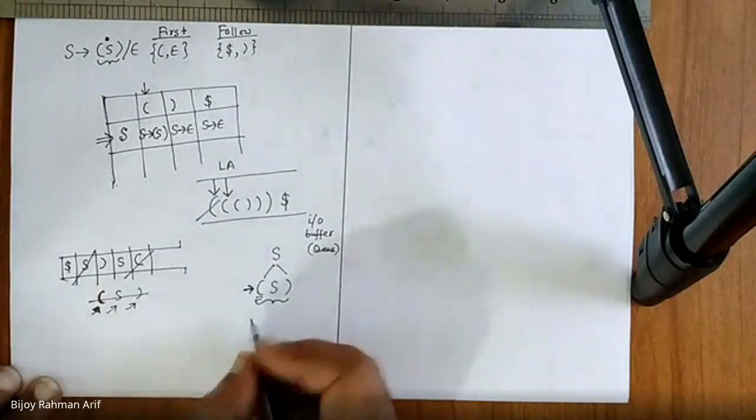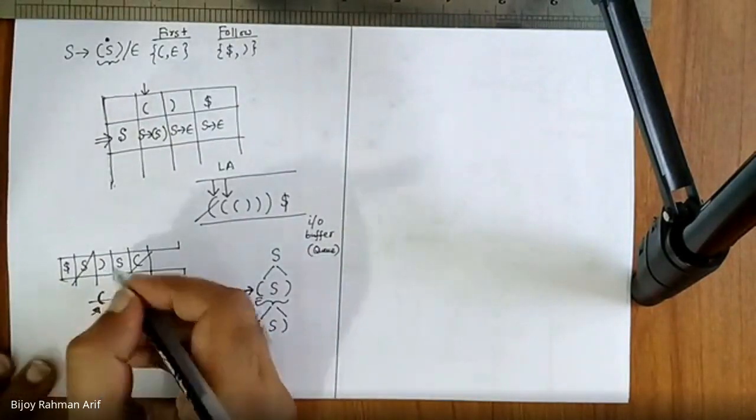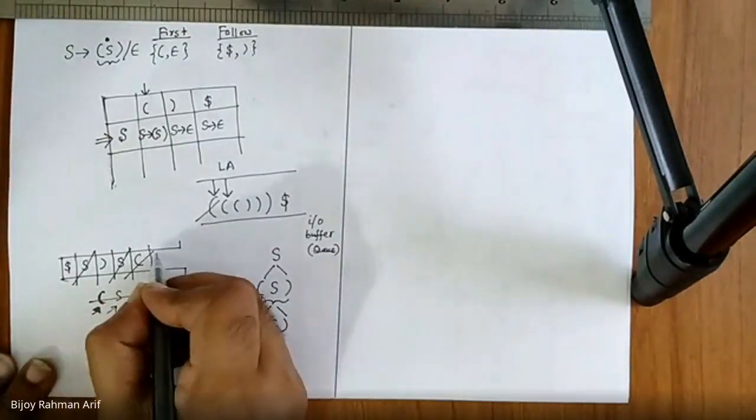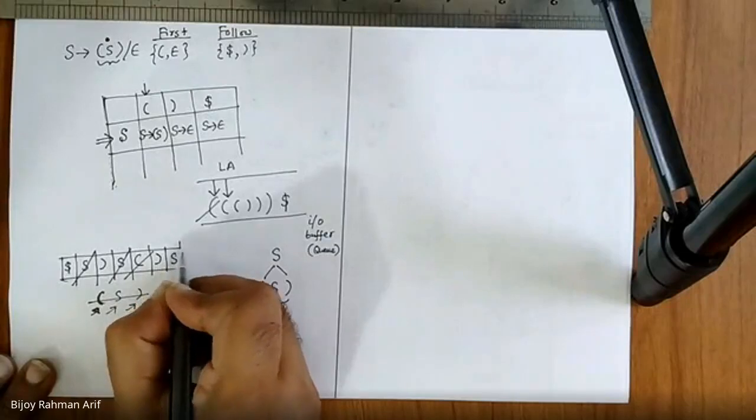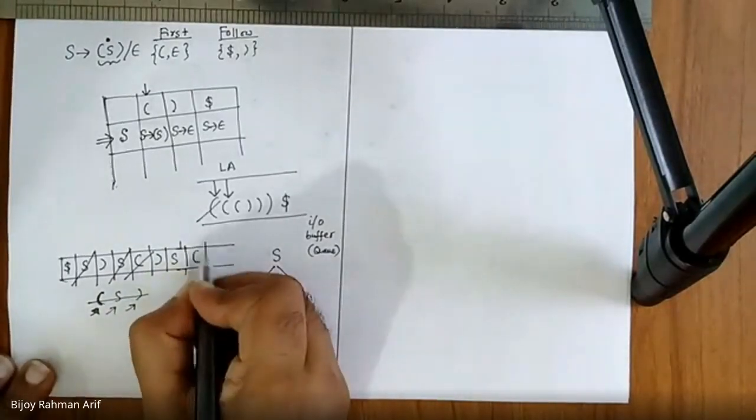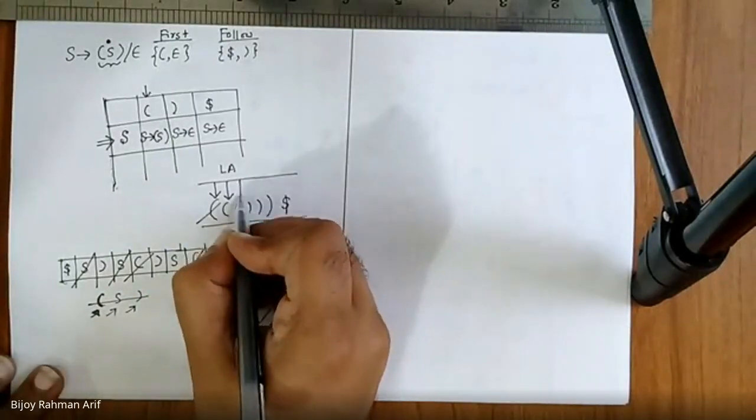So I have to use again rule number 1. So this one becomes this. I'm going to remove this S. Again, I'm going to put it in the reverse side. So this S, this. Done. Now this one and this one match. So I'm going to move the lookahead to the next one.